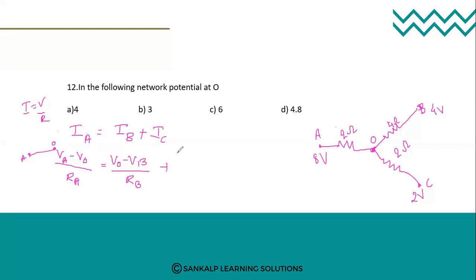So here we use I is equal to V divided by R, but we have a network. Therefore here this is the VA potential and this is V naught potential, and this becomes VB potential. So we can write it as the net potential at that point. So now we can substitute the values. VA is given in the figure, it is 8 volt minus V naught upon RA. The resistance is given, it is 2 ohm, which is equal to V naught minus VB, VB is 4 volt, upon the resistance 4 ohm, plus V naught minus VC, VC is 2 volt, upon the resistance 2.